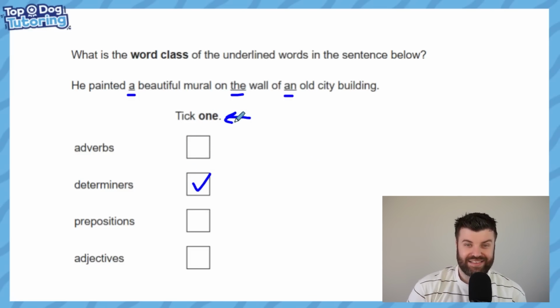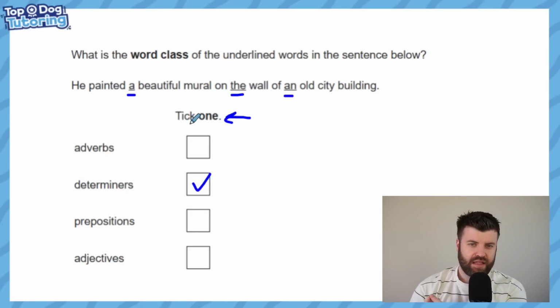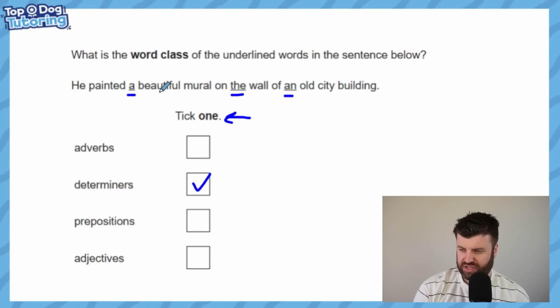Well, let's find out what a determiner actually is. What a determiner does is it sits before a noun or a noun phrase to determine the noun itself. It could show us which noun we're talking about. It could show us how many of that noun we have. The best way to do this is to show you the example in the question.